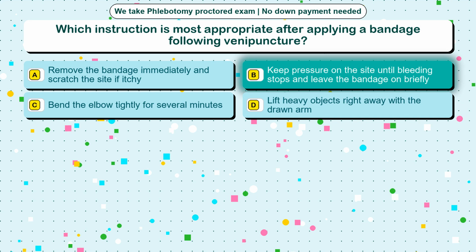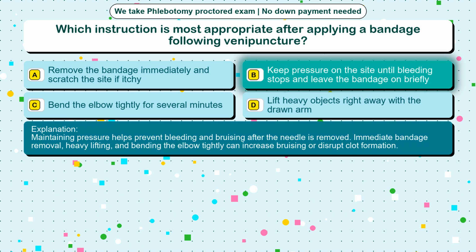Keep pressure on the site until bleeding stops and leave the bandage on briefly. Maintaining pressure helps prevent bleeding and bruising after the needle is removed. Immediate bandage removal, heavy lifting, and bending the elbow tightly can increase bruising or disrupt clot formation.